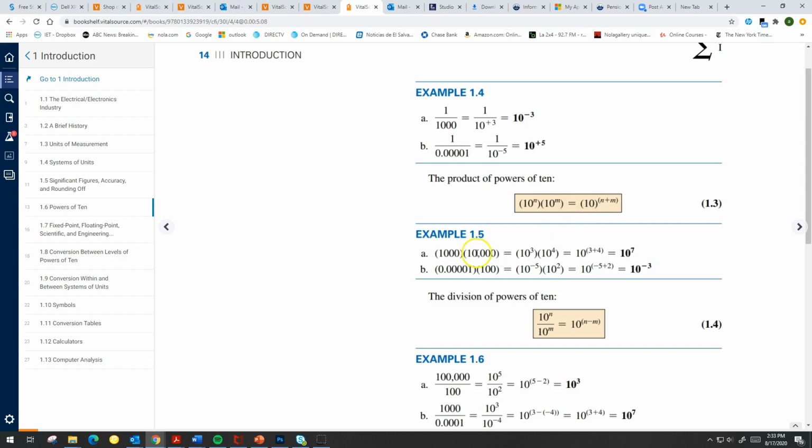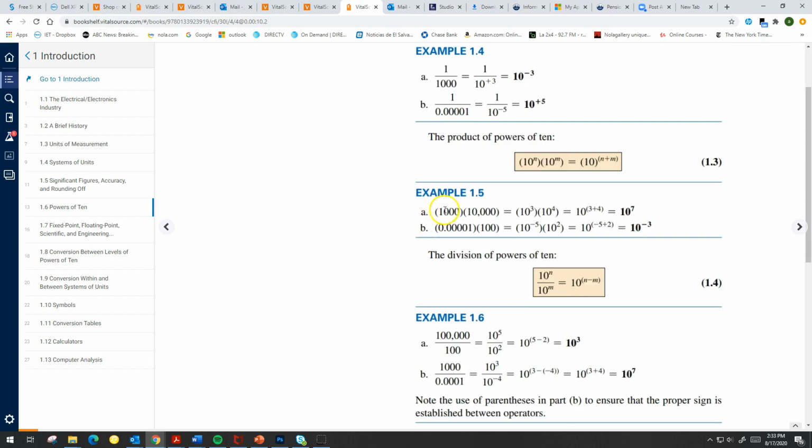And again, it's very simple if we look at an example. Look at example 1.5. A. We multiply 1,000 times 10,000. Well, 1,000 is the same as 10 to the third. 10,000 is the same as 10 to the fourth. So according to this rule, n is 3, m is 4. So the result will be 10 to the addition of 3 plus 4, or 10 to the 7th.